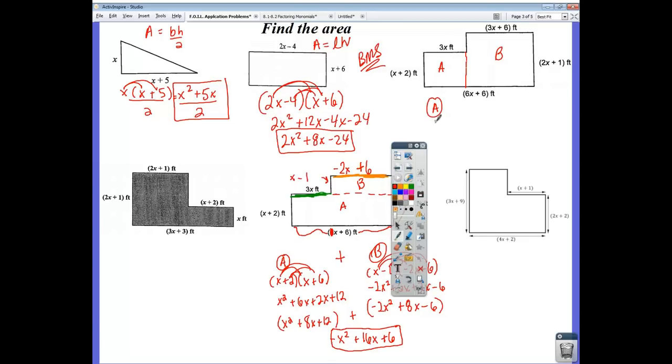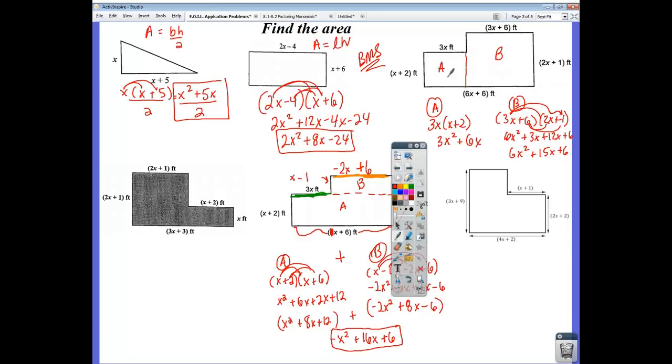So the area of A is simply 3x times x plus 2. So we get 3x squared plus 6x. That's the area of A. Area of B is 3x plus 6 times 2x plus 1. And then we use FOIL first. 6x squared outer, plus 3x inner, plus 12x, last plus 6. Combine like terms, so we get 6x squared plus 15x plus 6.